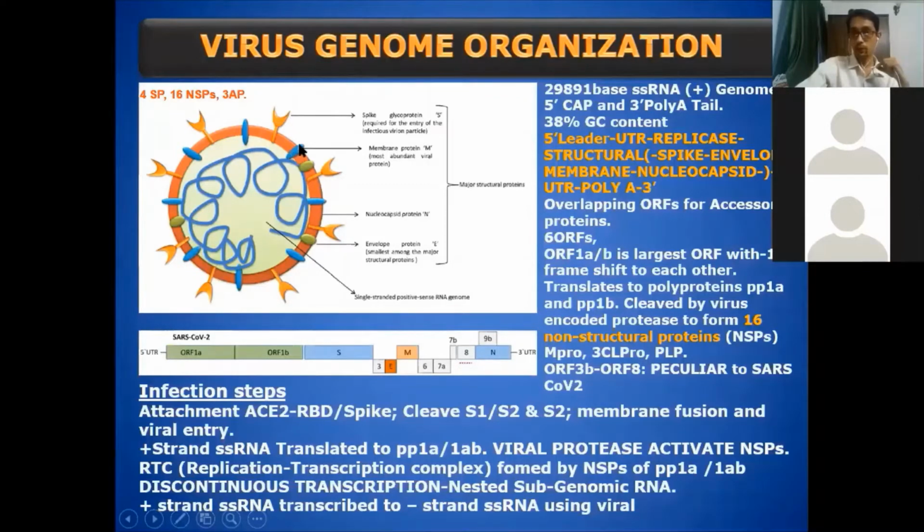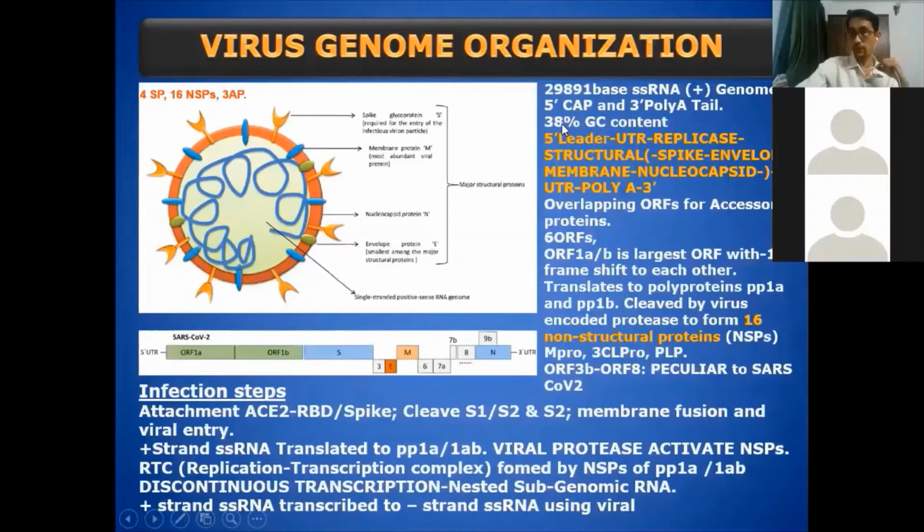And the membrane also has membrane protein and envelope protein. Envelope protein has a hydrophilic N terminal which interacts with the viral genome. Apart from these four proteins, the virus has an RNA genome. So the total sequence was said to be 29 kb or almost 30 kb, 29.891 kb single-stranded RNA, and it's a positive genome. The RNA is very similar to any eukaryotic RNA in that it has a 5' methyl cap and a 3' poly A tail.